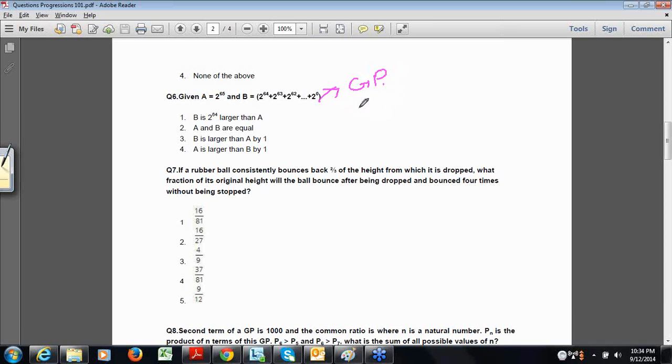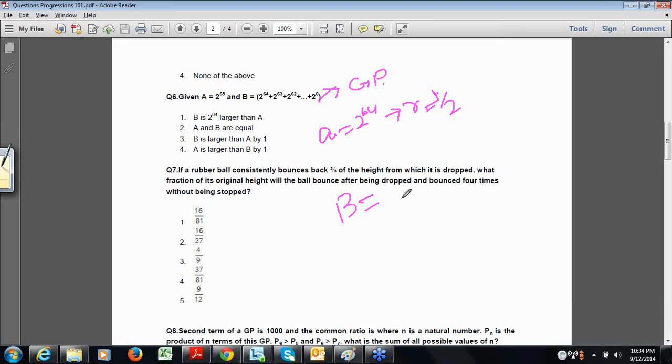The first term is 2 to the power 64 and R is equal to 1 by 2. Keeping that in mind, we'll find out the value of B. The sum of a GP is a(r to the power n minus 1) upon r minus 1. So put these values.